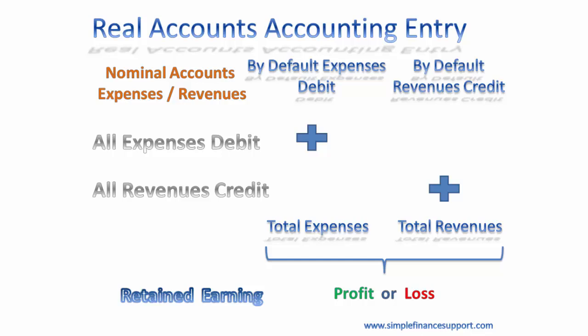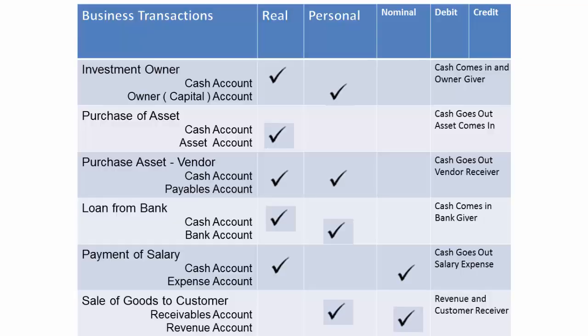So carefully, if you observe, we talked about three situations: real accounts, personal accounts and nominal accounts. So the overall situation, every time you do any business transaction, for example investment by owner, cash is coming in, which is a real account, and the owner's capital is a kind of personal account, where the owner is the giver and not the receiver, right? The giver, you're crediting that person, and then the cash account is debited.